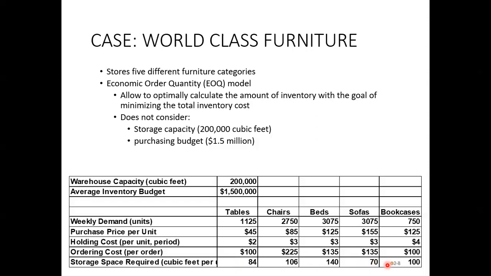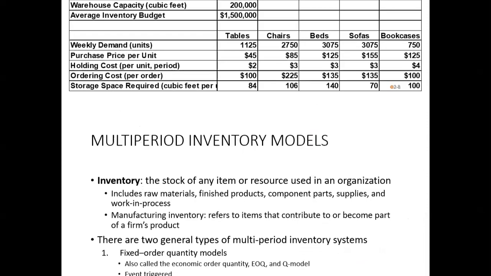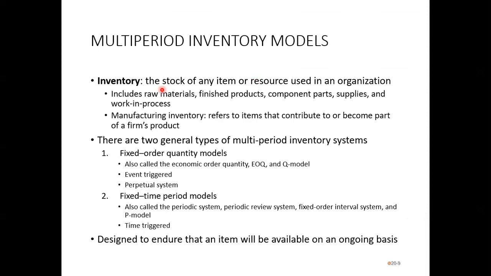Before we go further into this case, let's first understand what is inventory management and what is this EOQ model that we are talking about. So inventory is the stock of any item or resource used in an organization. What is this item? Stock of raw materials, or it could be stock of finished products, stock of components, stock of supplies, or work in progress. Manufacturing inventory also includes the work in progress, referring to items that contribute or become part of one's product.